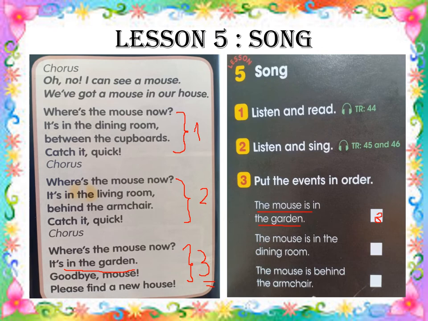Okay, next. The mouse is in the dining room. The mouse is in the dining room. Number 1. So, write down here, number 1. And the last one is, the mouse is behind the armchair. Behind the armchair. Number 2. Okay, so the order is 3, 1, 2. Okay, next.